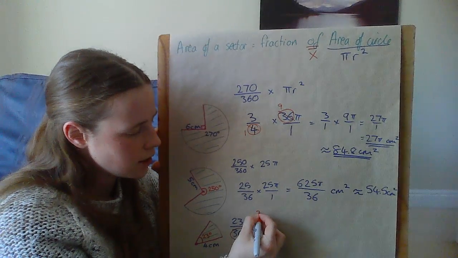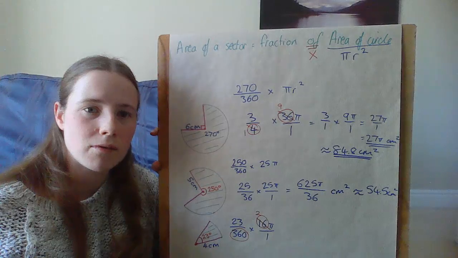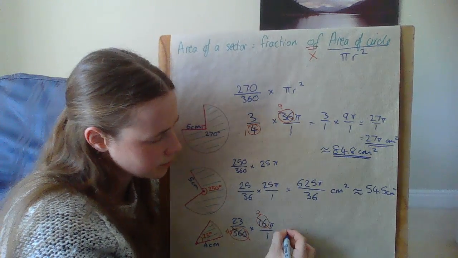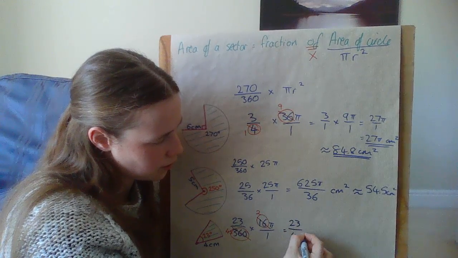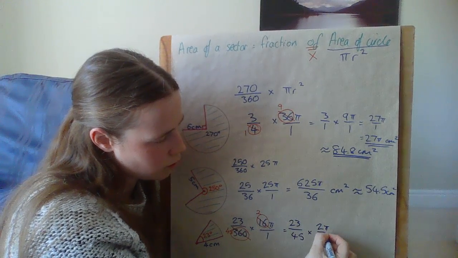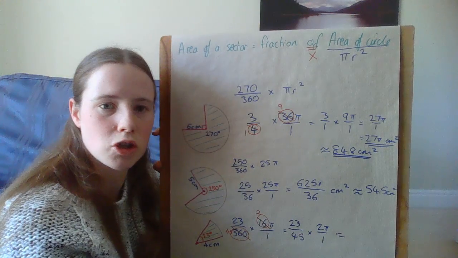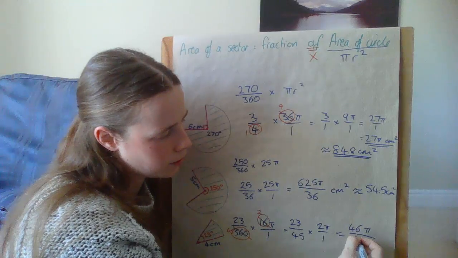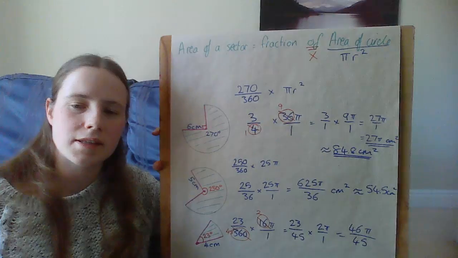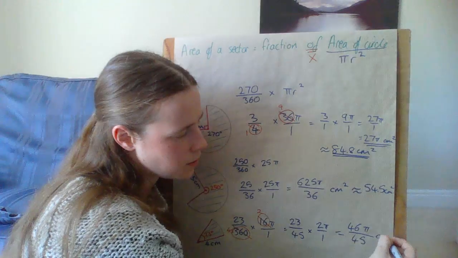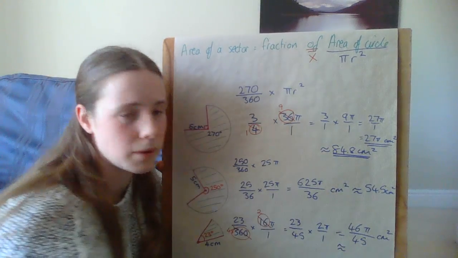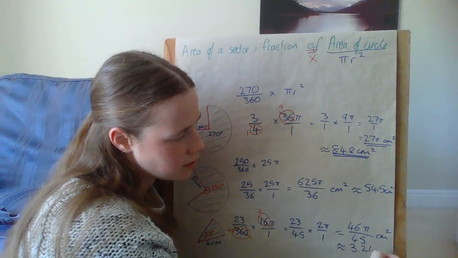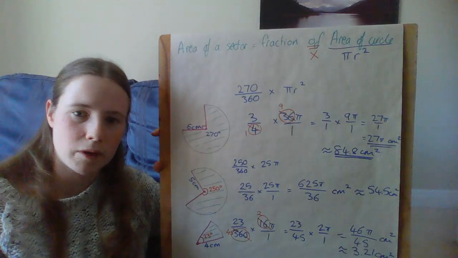16 divided by 8 is 2. 360 divided by 8 is 45. So we're then doing 23 over 45 times 2 pi over 1. 23 times 2 pi is 46 pi, and 45 times 1 is 45. So 46 pi over 45 centimetres squared. And if we had a calculator, we could then go to that and we could get the answer of 3.21 centimetres squared to 3 significant figures.